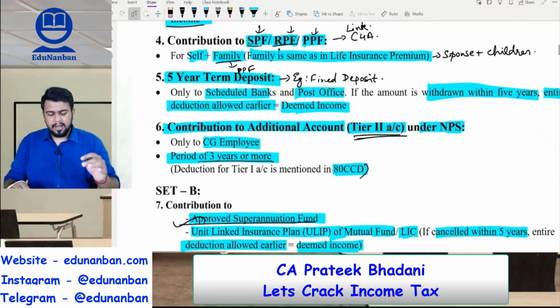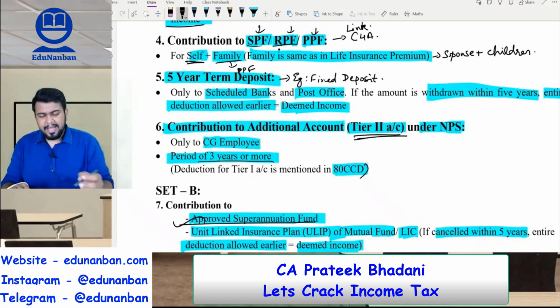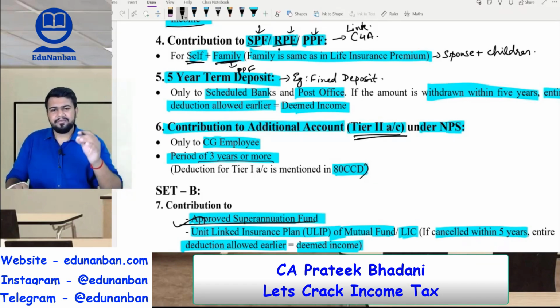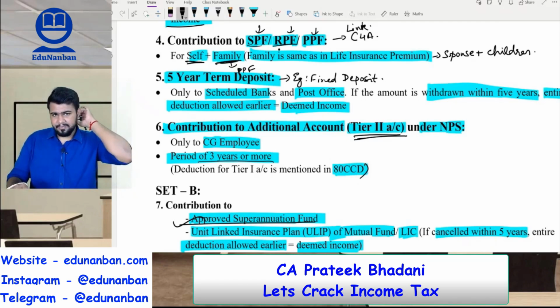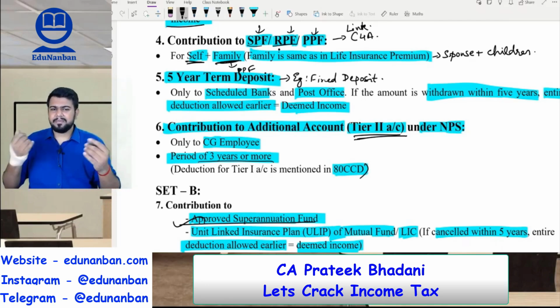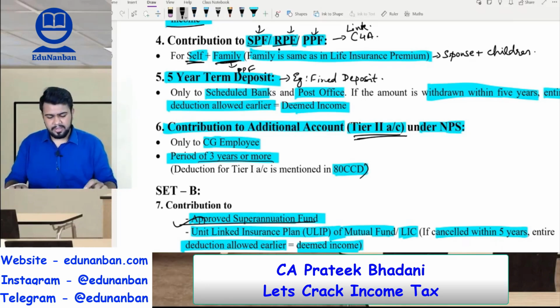Okay. However, when it comes to contribution to public provident fund, that is PPF, deduction is allowed if it is for self, and also it is allowed for family, and family is same as the family definition in life insurance premium, that is spouse and children. Remember, there is no dependent concept, only spouse and children. They can be dependent or independent, it does not matter.